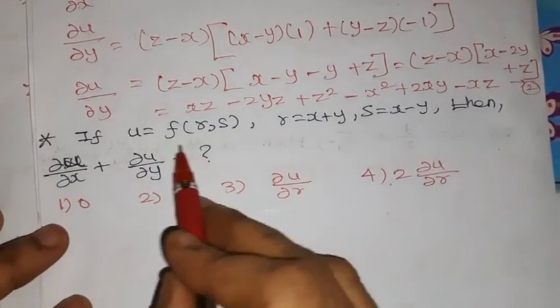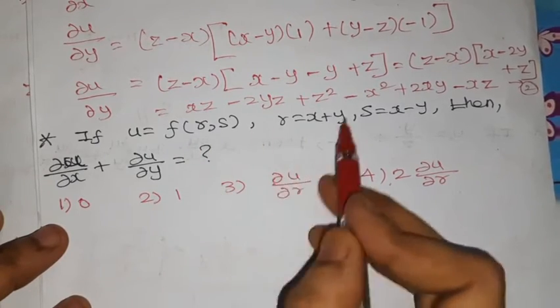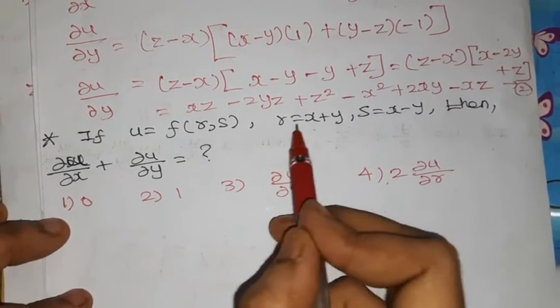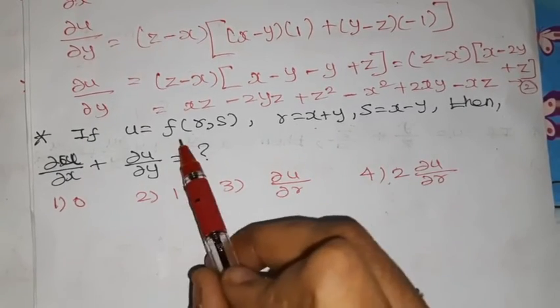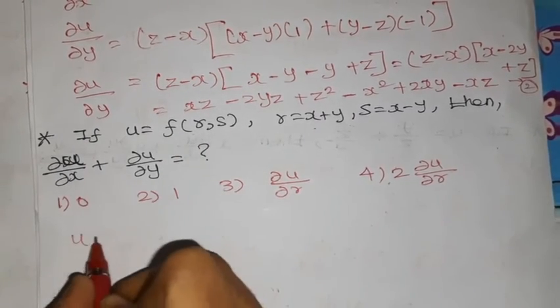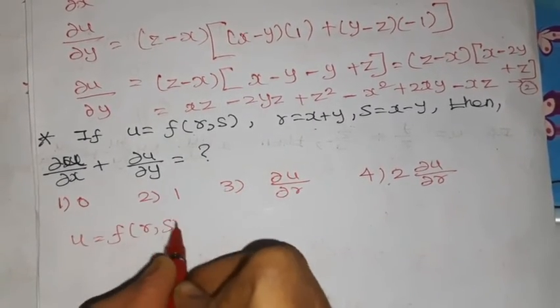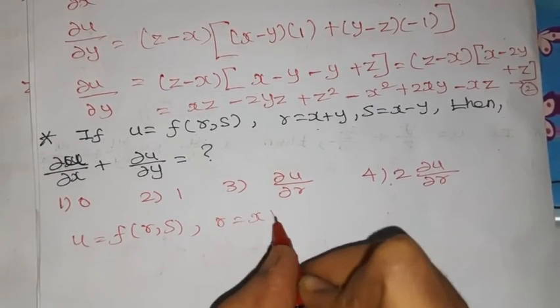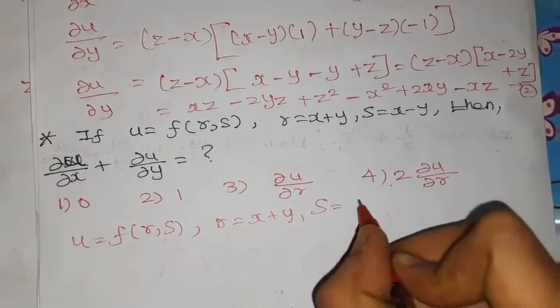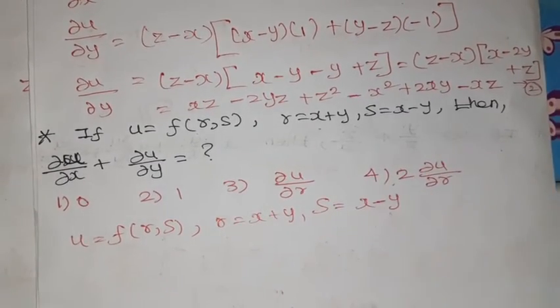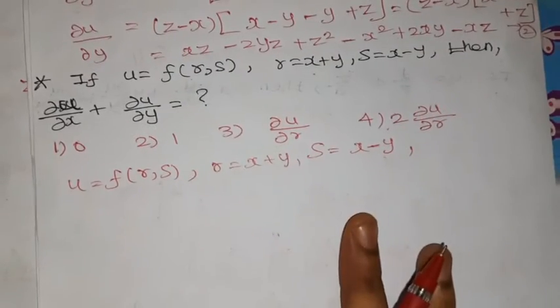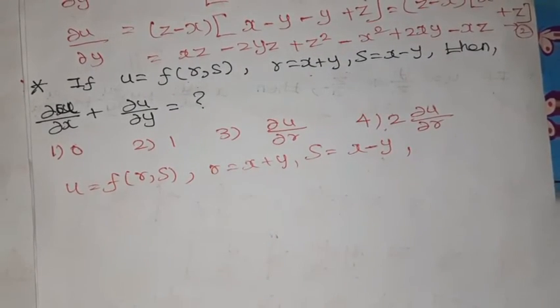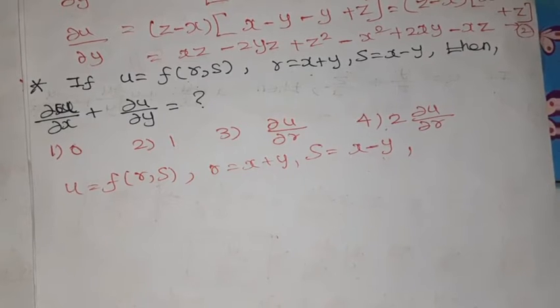So what is given? U equal to a function of r and s, and r and s are functions of x and y. So u equal to f of r comma s, where r equal to a function of x comma y and s is also a function of x comma y. We need to find out dou u by dou x plus dou u by dou y. So first we need to find out. So this is dependent on the partial derivative.